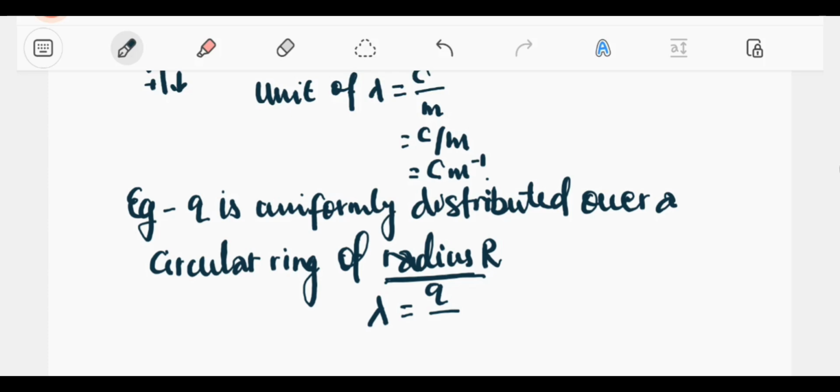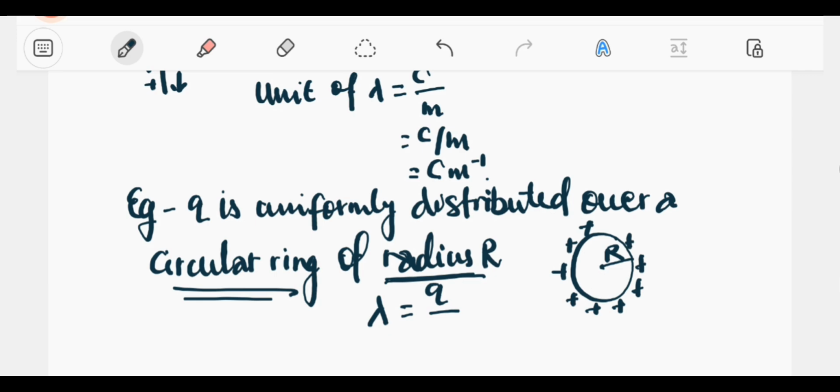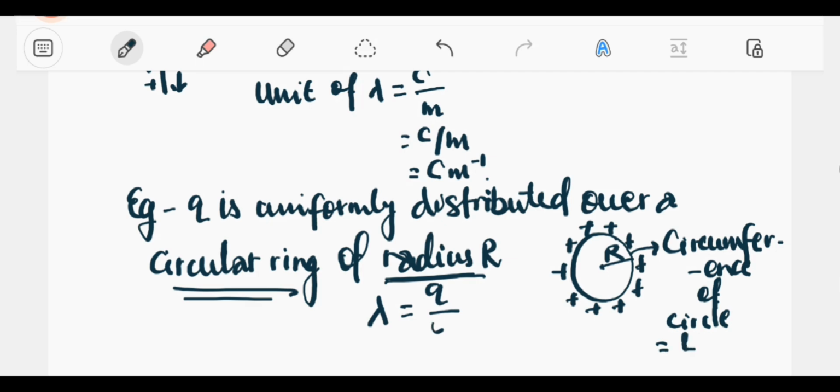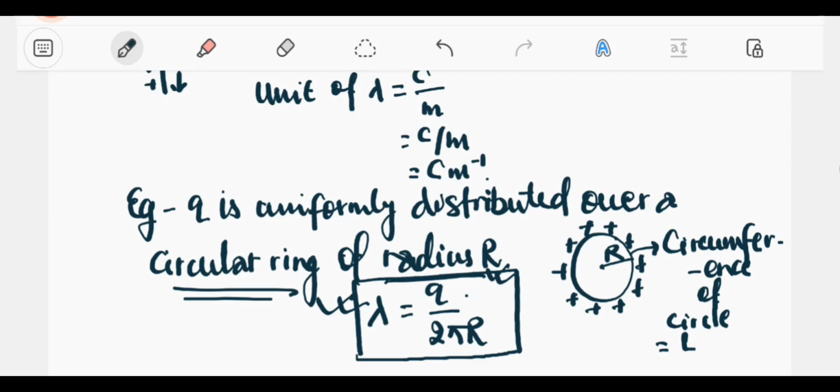Now we will be considering a circular ring. This is the circular ring whose radius is R, and the charge is distributed over the length of the circle. Length of the circle means simply the circumference of the circle, which is equal to L. So L is equal to the circumference, that is 2 pi R, where capital R is the radius. So the solution of the example will be Q upon 2 pi R. Now let's move to the second one, the surface charge density.